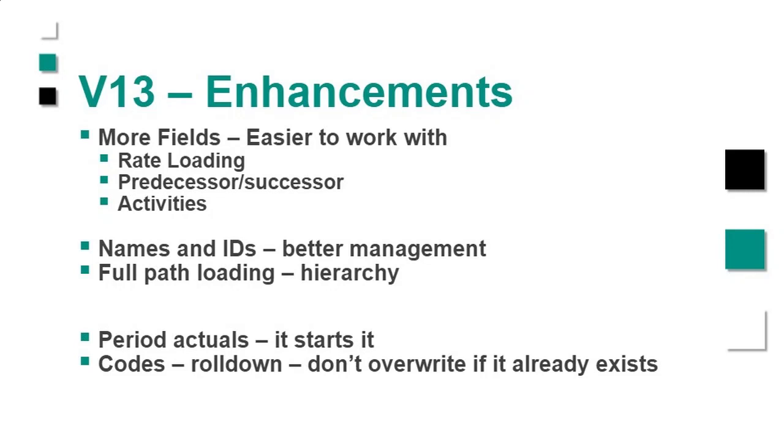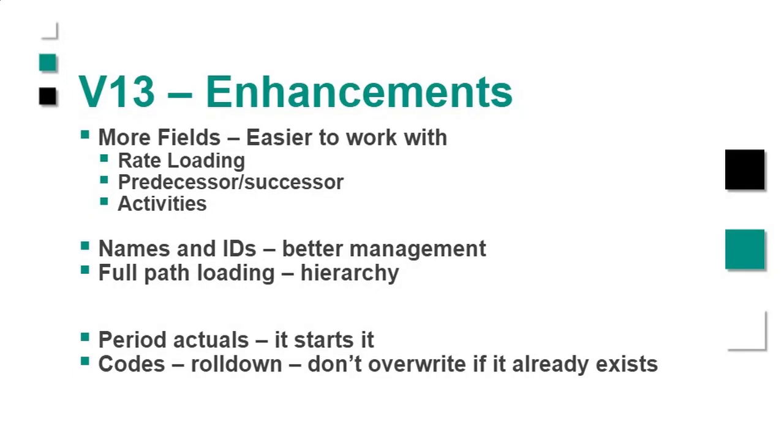And that would hold true for the predecessors and successor sheet, the relationship sheet, as well as the activities sheets, WBS sheets, and several others. Now, some of those changes include better management of the hierarchies and the names and IDs. So in terms of the hierarchies, we're showing more information, so that makes the Excel sheets better to work with. And I'm going to show you that in live action.